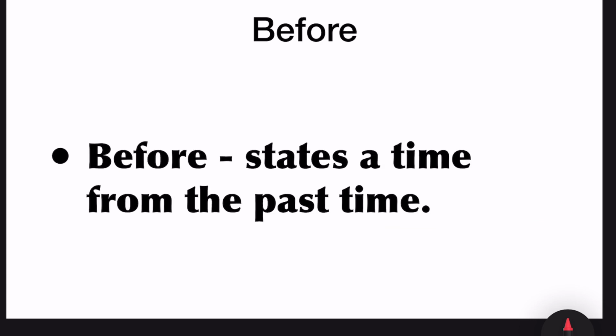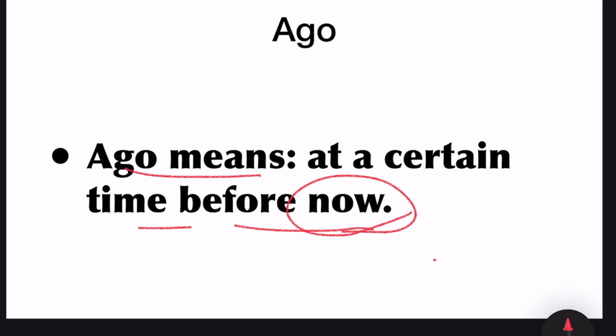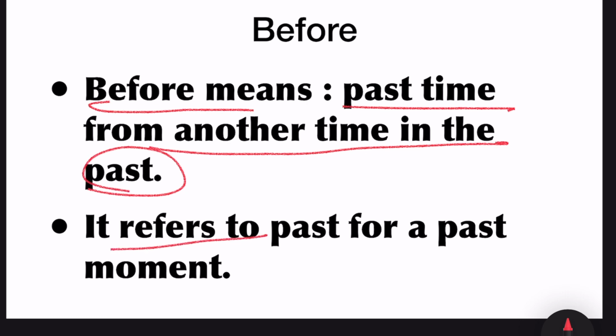Now let us move on to before. Before states a time from the past time. Look at the difference. Whereas ago states a certain time before now, before means past time from another time in the past. It refers to past for the past moment.